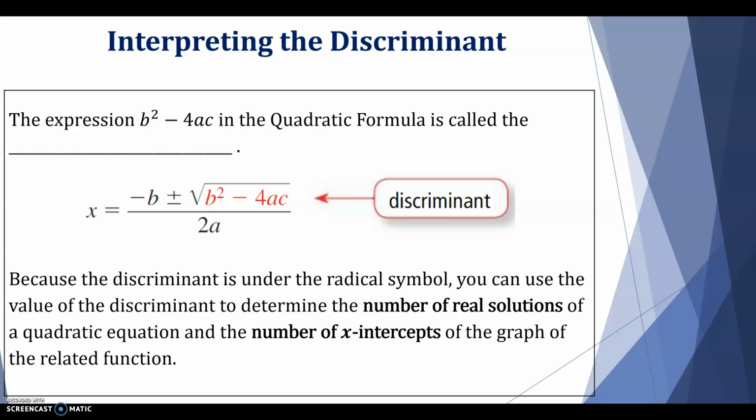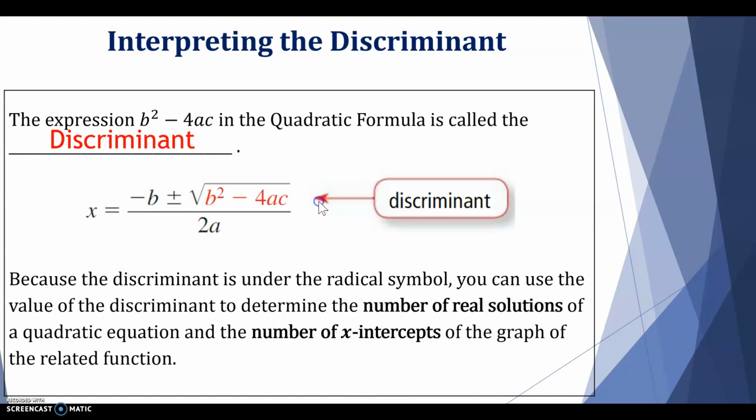So the expression b squared minus 4ac is the inside of the quadratic formula. That is what's underneath the radical, and that is what is referred to as the discriminant. And the discriminant is very important. To use a word within the word, it discriminates against the number of answers that you will get. The number of real solutions is the same as the number of x-intercepts.